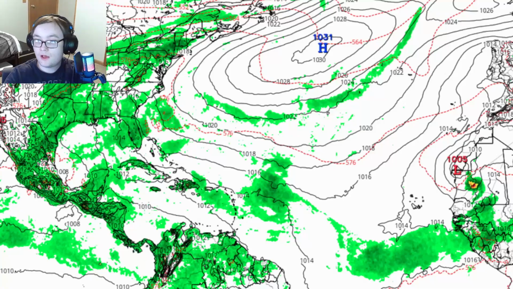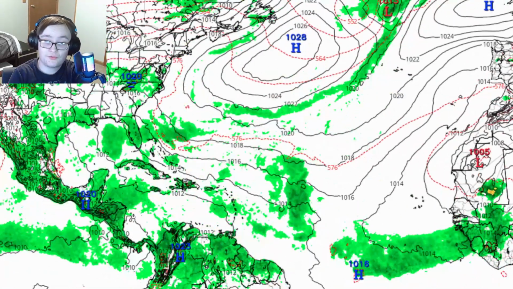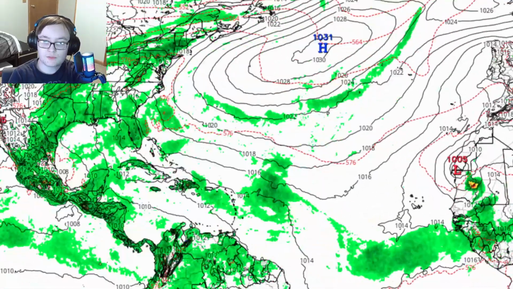The one in the main development region is just a blob of a tropical wave, not organized whatsoever. So very underwhelming on the European model, which is actually, believe it or not, really, really common. I am not shocked with that whatsoever.